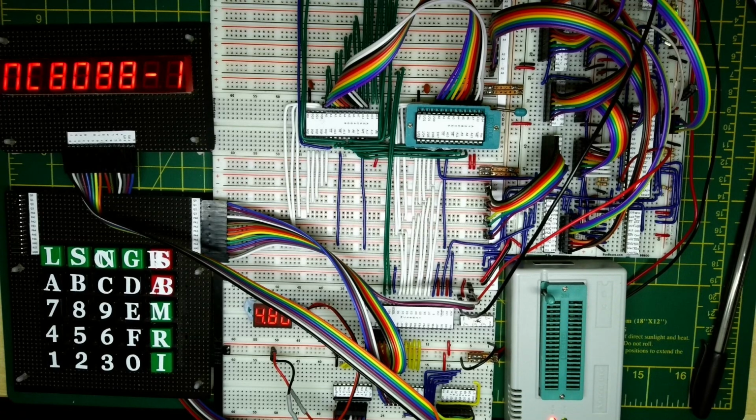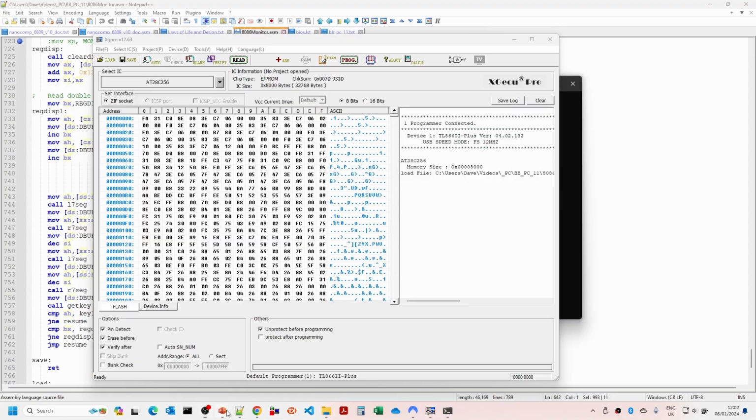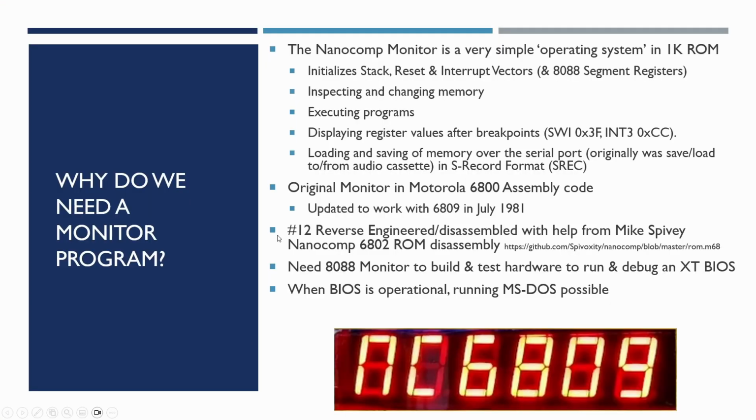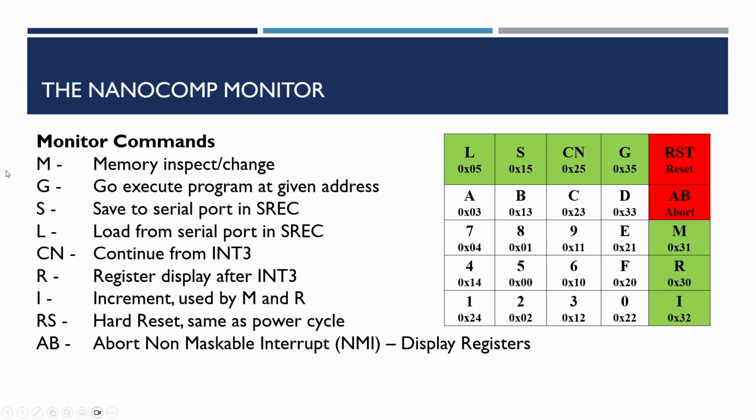So that looks good. What we'll do is have a look at what the functions on the monitor are, and then as we go through, we'll test those. So we'll have a look at the keypad and what the values are. So the monitor commands we have are M for memory inspect and change. G is go, to execute a program at a given address. Save to serial port and load to serial port.